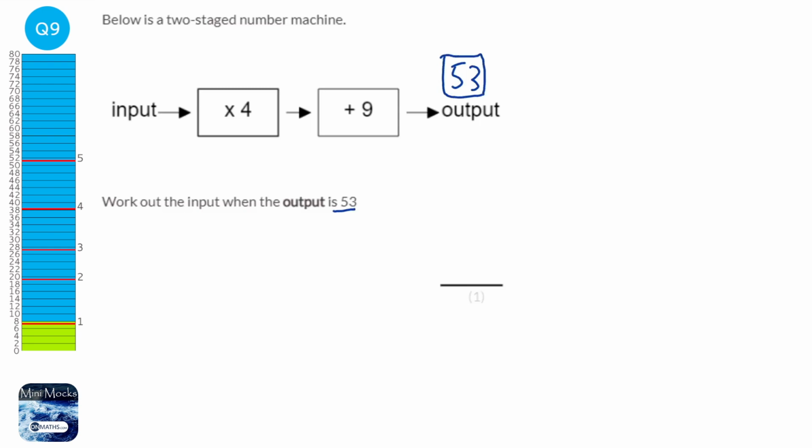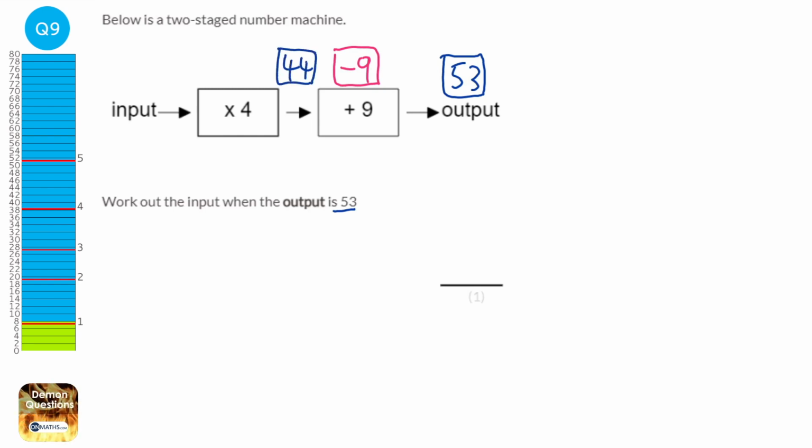In this question, we're given the output as 53, so we know that the output was 53. So now we've kind of got to work backwards. And when we work backwards through a function machine or a number machine, we do the opposite of what it says. So this first one says +9, but when we go backwards, we do the opposite, which is take away 9. So we do 53 take away 9, which is 44.